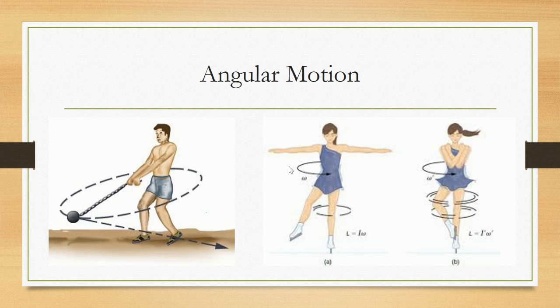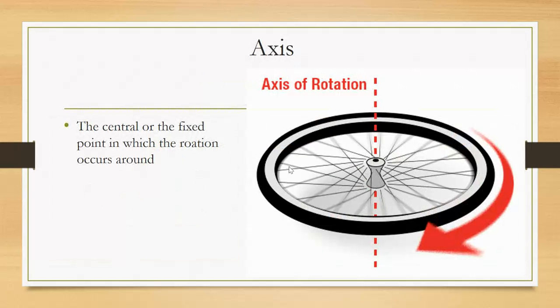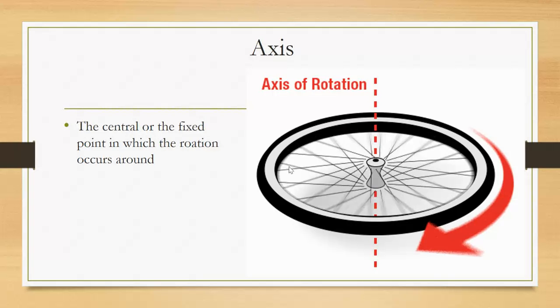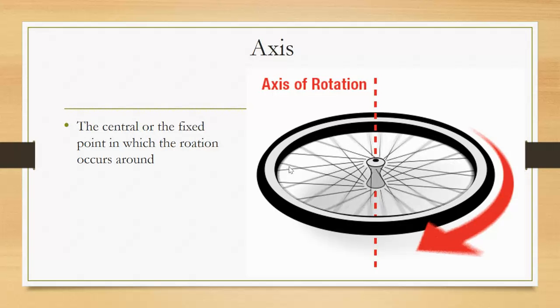So here are some examples of angular motion. The hammer thrower, before releasing the hammer, is undertaking angular motion, or the ice skater is undertaking angular motion around an internal axis of herself. So the axis, like you can see in this image, is simply the center point around which a rotation is occurring. You can see this tire is rotating clockwise around this axis, being the center of the wheel. So the fixed point around which a rotation occurs is known as the axis.